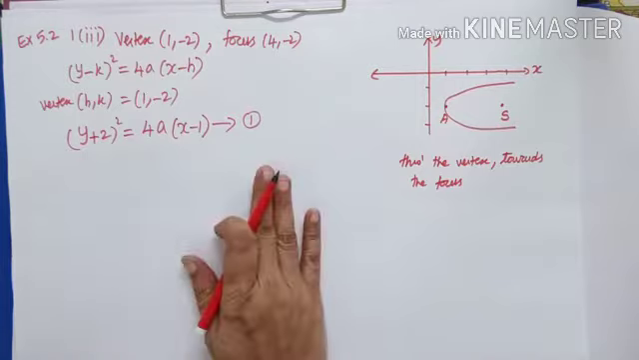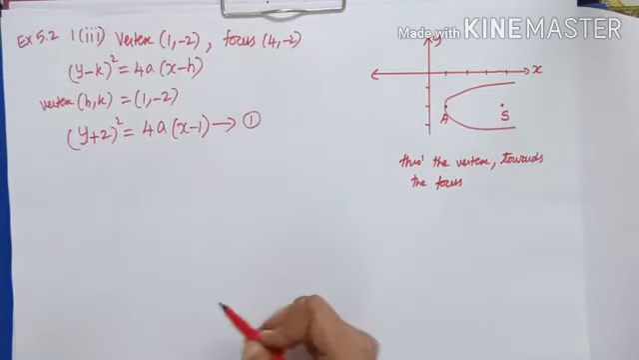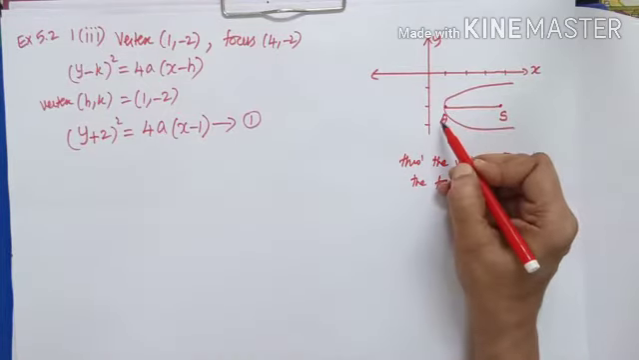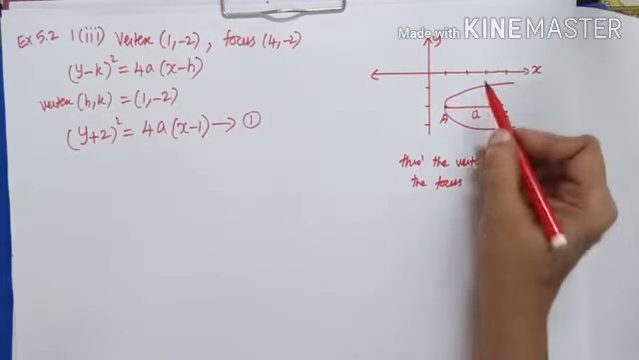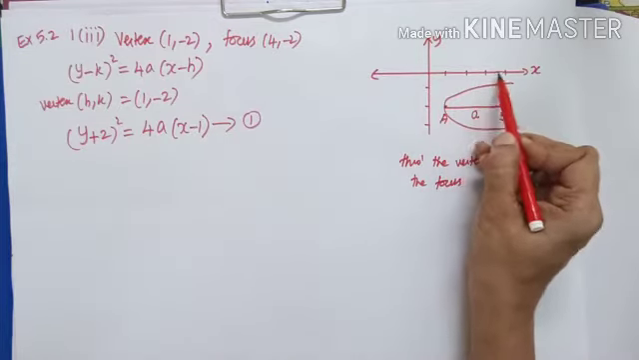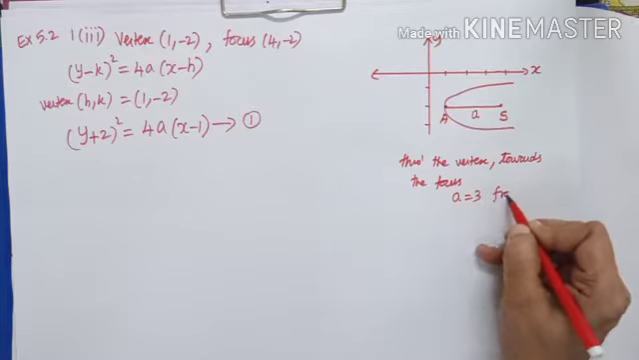Now we are done if a value is identified. What is a? The distance between the vertex and focus we call a. Looking at the diagram, what is a? Can you guess? It is 1, 2, 3. So a value is 3 from the diagram.